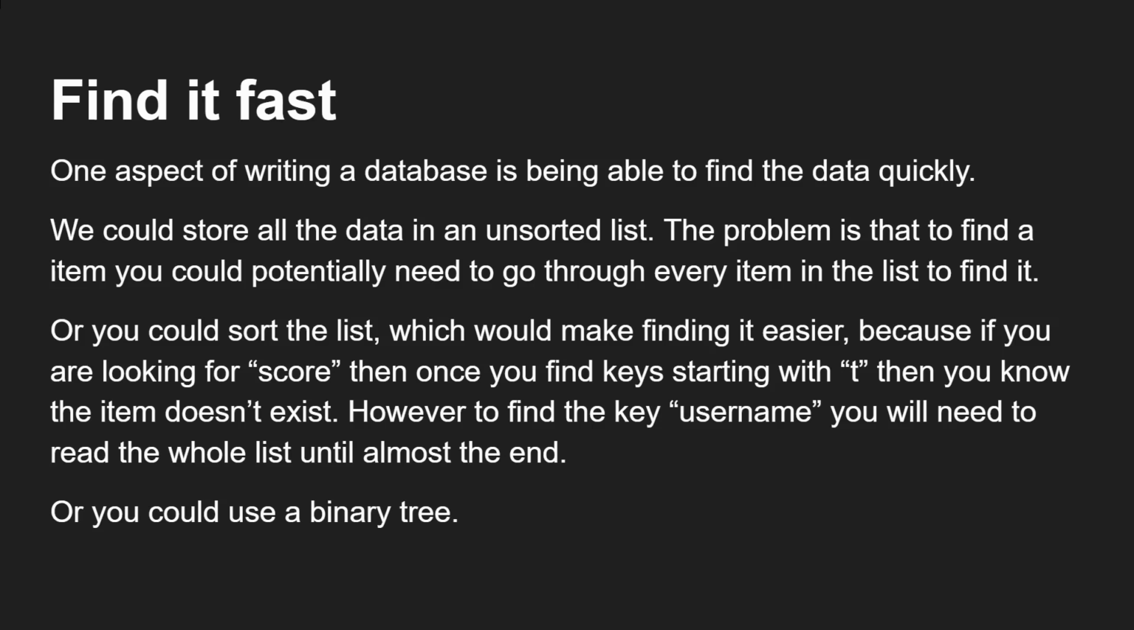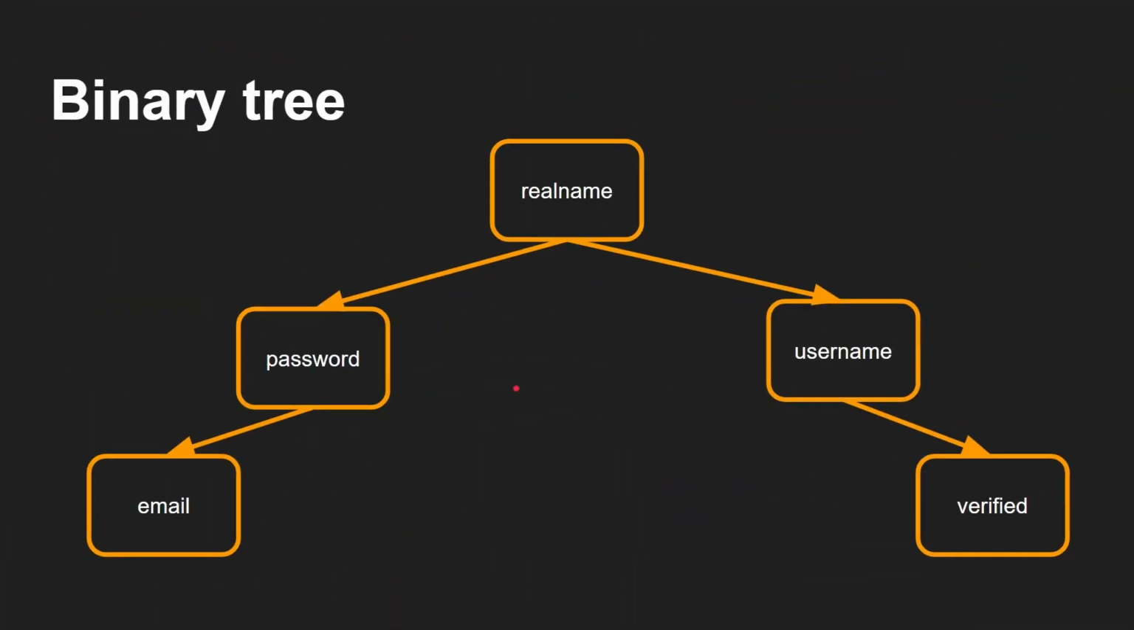There's a left and a right. It's a tree structure. Left is in one direction, right is in the other direction, up or down the list basically. So here is an example of a binary tree. These are some keys. So notice here it's all very nicely sorted. So you've got real name, okay, and then password.